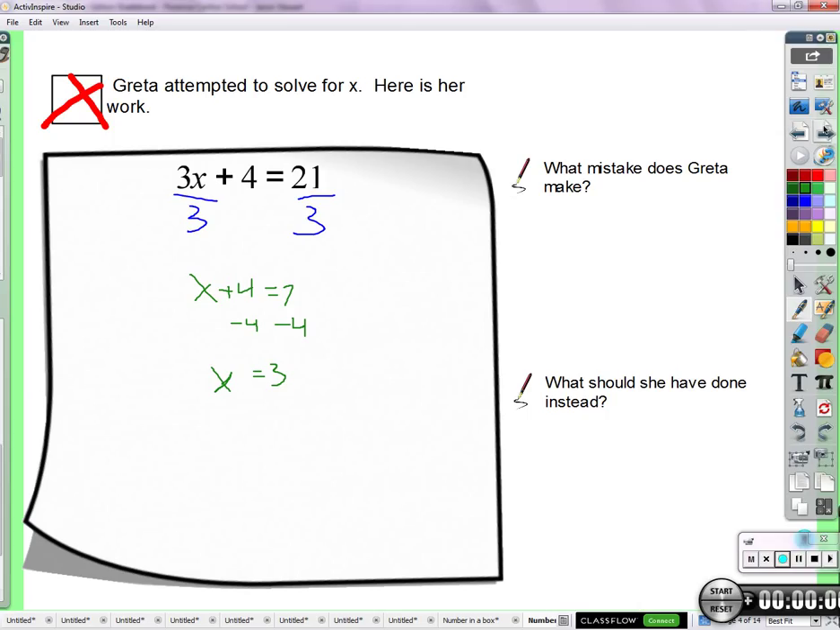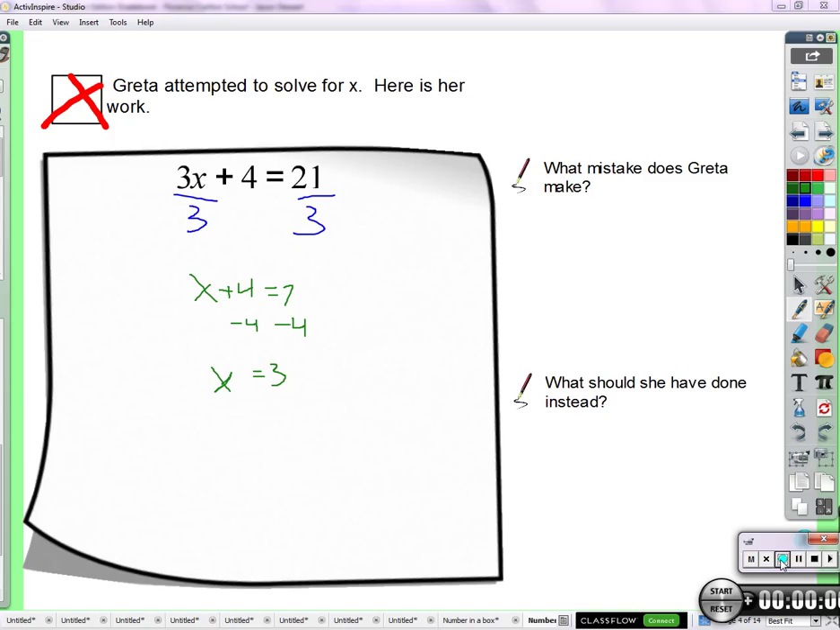So in the step in blue, what mistake does Greta make? I want you to, in your notes, assert what it is that Greta has done wrong. Lee? She should not divide it by 3. Yeah, shouldn't have divided by 3. Why not? Because it has an x. Because it has an x? Yeah. Not one, 3 x's. There's no x's on 21. Very well. Okay, it's okay to divide 3x by 3.